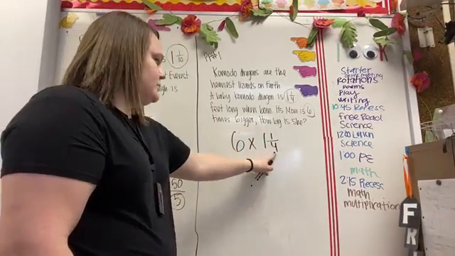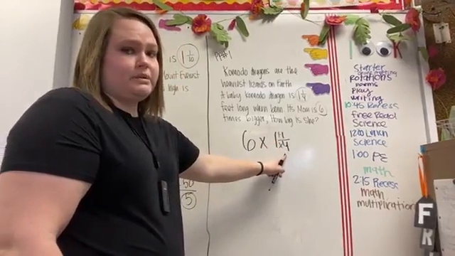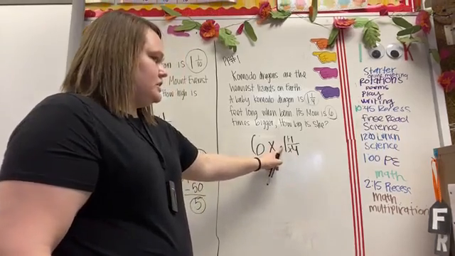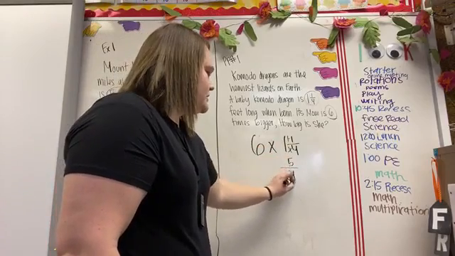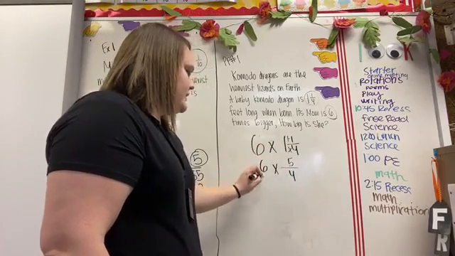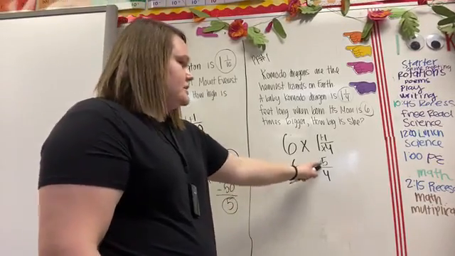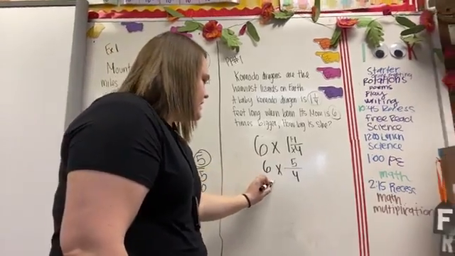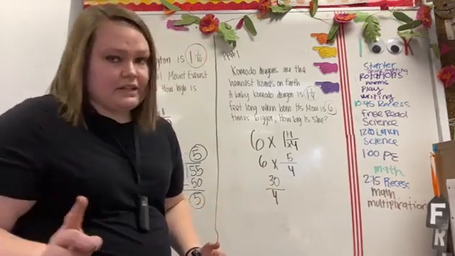Okay, so I'm going to multiply and add to get my mixed number into an improper fraction. 4 times 1 is 4 plus 1 is 5/4. Now I can multiply that by 6. Now I'm going to do my whole number, 6 times 5, because that's my numerator. 6 times 5 is 30/4. But I can't leave it like that.